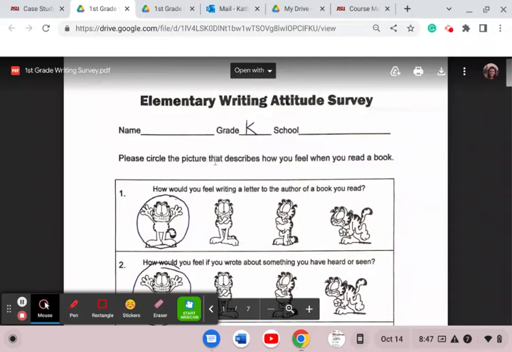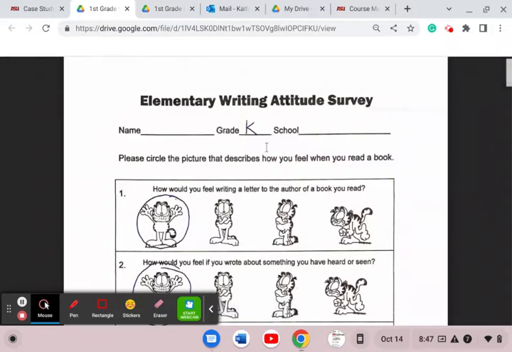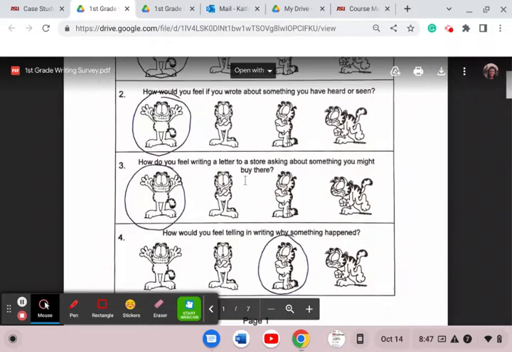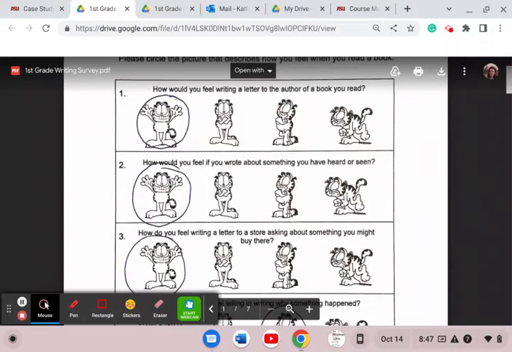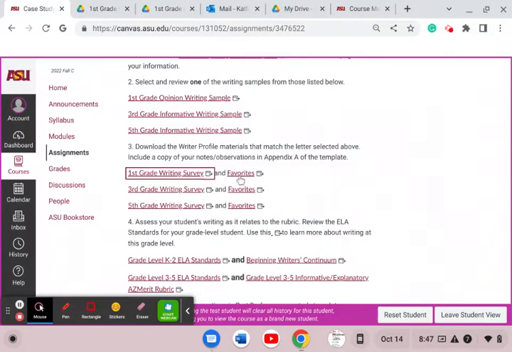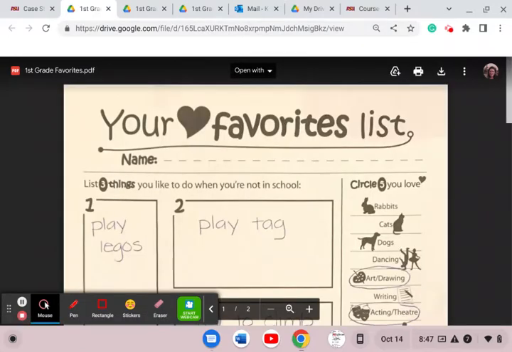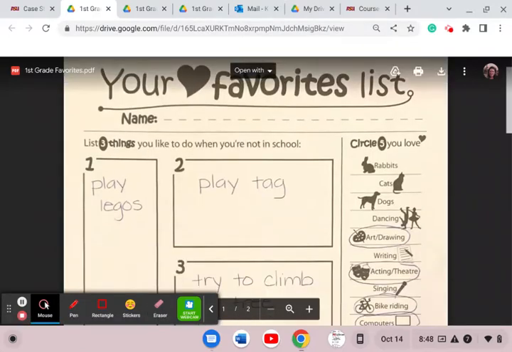So you have this. I know it says first grade and K, but these go together. So this is the motivation survey for this child. So you'll get an idea about how this child feels about reading. And then you'll get a favorites. So you'll have an idea of what this child likes. I know it is adult, but let's pretend this is the child's. And so now you know their favorites.